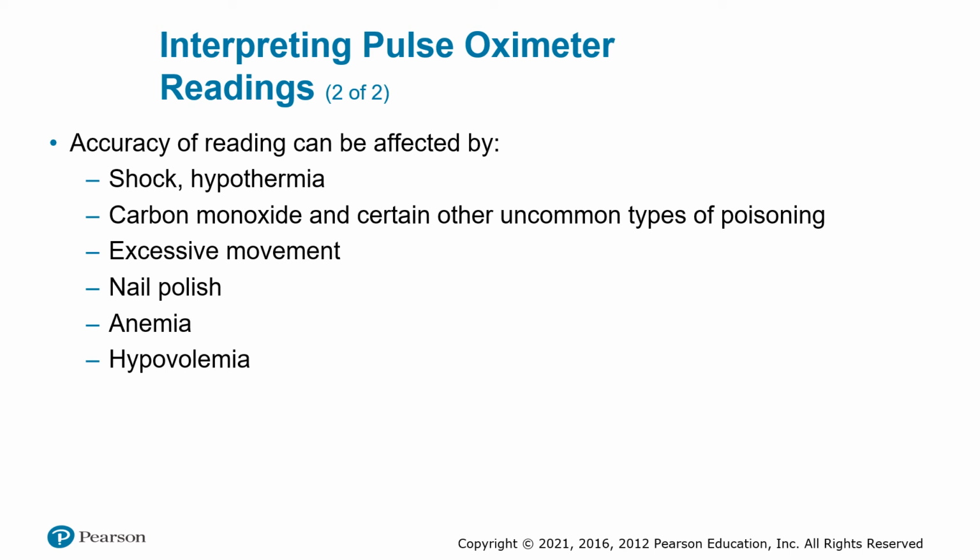Excessive movement and nail polish. These two things are really kind of a moot point now because of the way pulse oxes are created. Darker nail polish can affect the reading, but typically it doesn't. Anemia, where they may not have as much blood on a normal basis circulating through the body just because of the disease. And then hypovolemia, where they also don't have enough blood, but that is caused by some type of shock to the body.